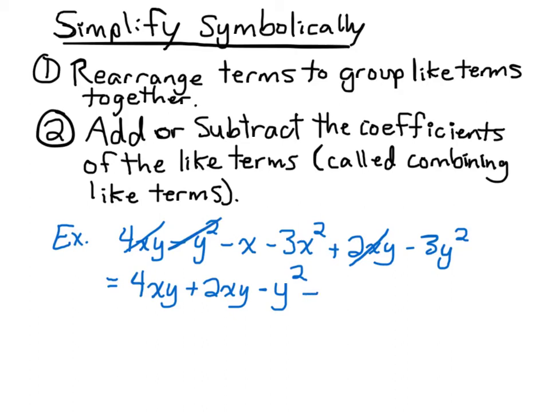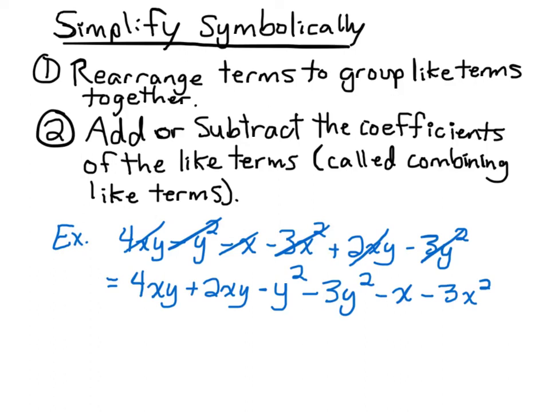And then we have negative 3y squared was the other term with y squared in it. So we write it down and cross it off. Then we use negative x because it was the next one. And there's no other x's, so then we move on to the negative 3x squared, which we cross off. And now we've crossed off all our terms, so we've used them all.